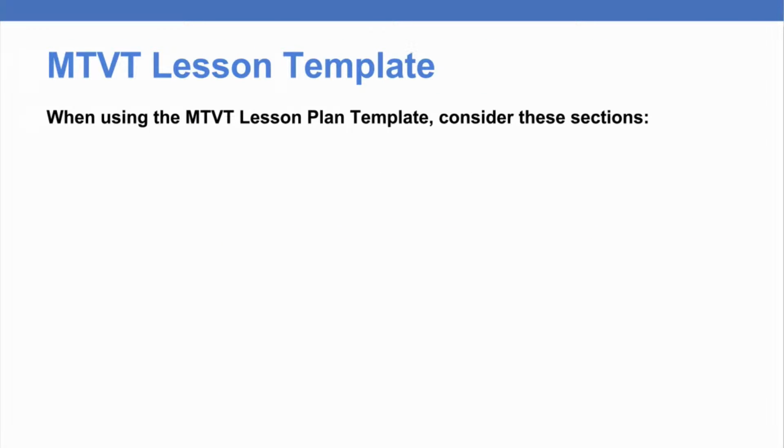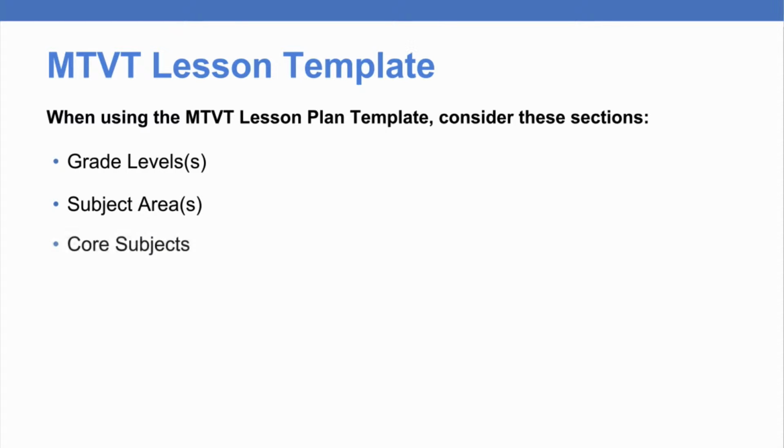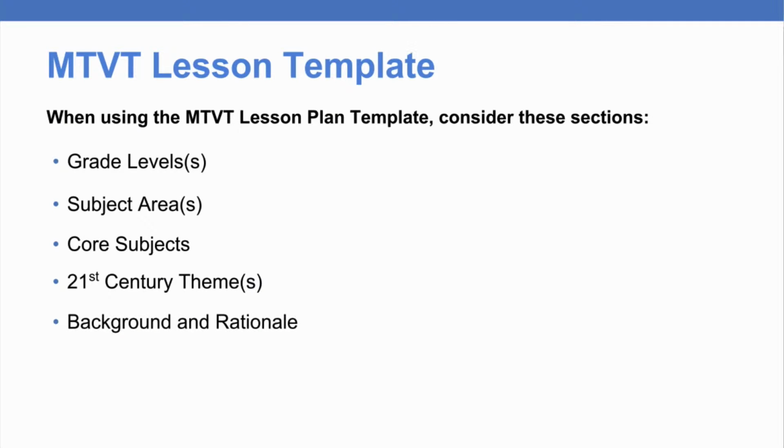As we start this lesson building process, let's consider the elements of our learner section. They are grade level, subject areas we're used to, but there's also core subjects and 21st century themes to consider. The background and rationale will be the finishing touches on this section.